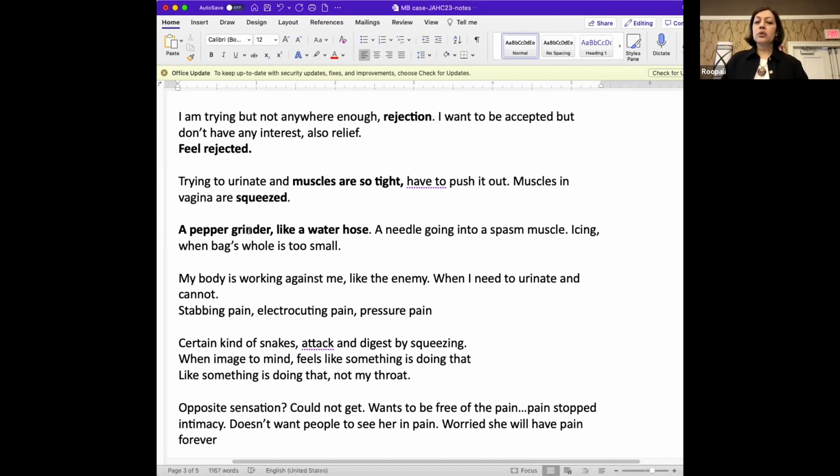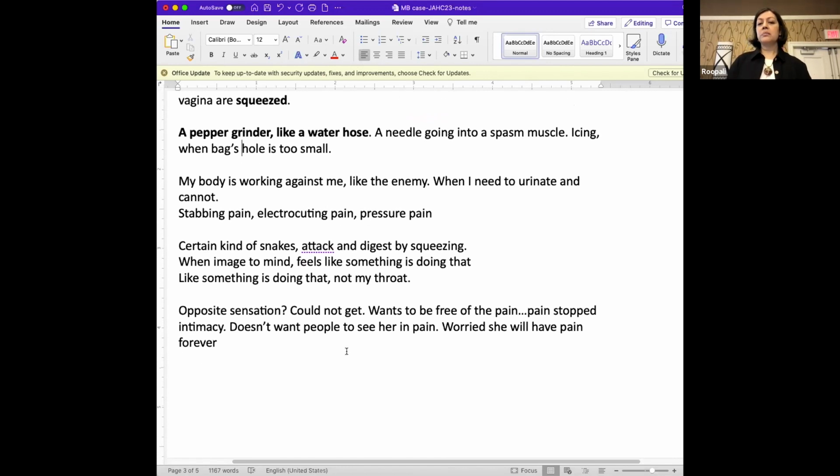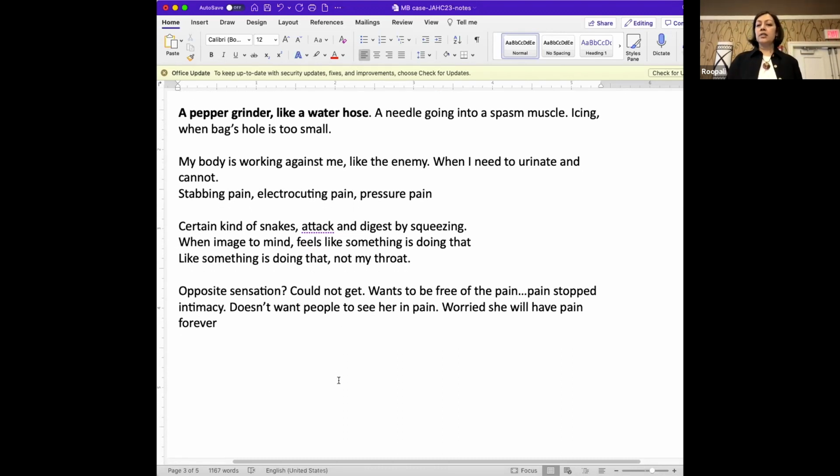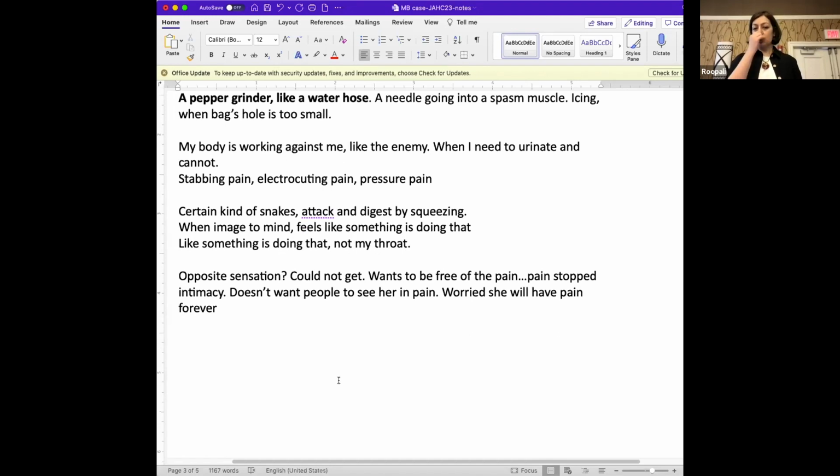Muscles in the vagina are squeezed. A pepper grinder, like a water hose. A needle going into a spasm muscle. Icing when the bag's hole is too small. My body is working against me like the enemy when I need to urinate and cannot. Stabbing pain, electrocuting pain, pressure pain, certain kind of snakes attack and digest by squeezing. When I image it to mind, it feels like something is doing that, not my throat.